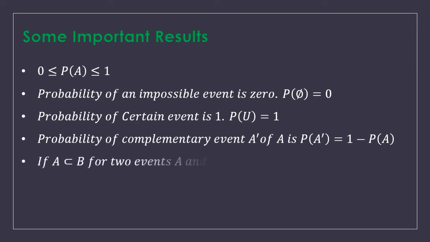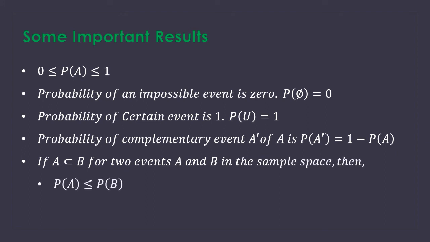If A is a subset of B, for two events A and B in the sample space, then P(A) is less than or equal to P(B). A is a subset of B, so the probability of A is either less than or equal to the probability of B. And second thing, when we find the difference event B minus A, we just deduct A from B because A is a subset of B. These are some important results which you need to remember.